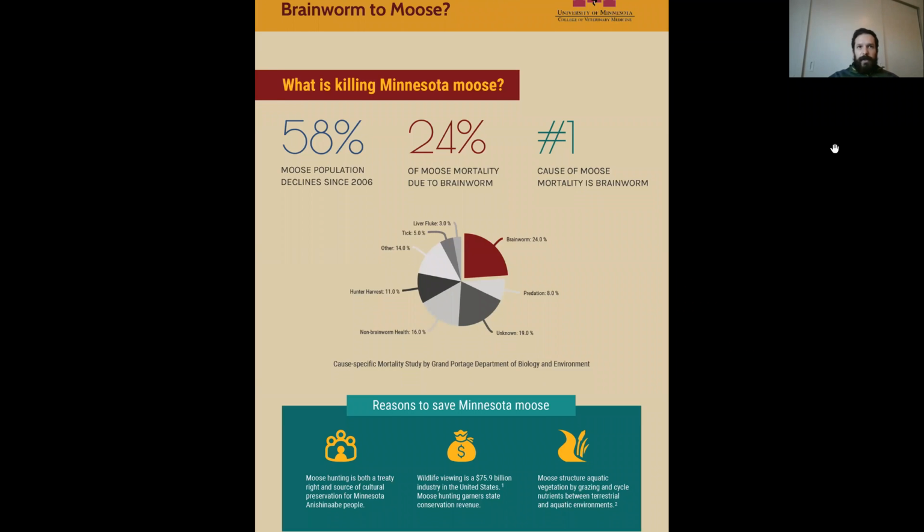Minnesota moose populations declined by around 60% over the last several decades. Recently, studies completed by Grand Portage Department of Biology and Minnesota Department of Natural Resources both independently concluded that brainworm infection was the top cause of death in Minnesota moose, accounting for about 25% of mortalities.